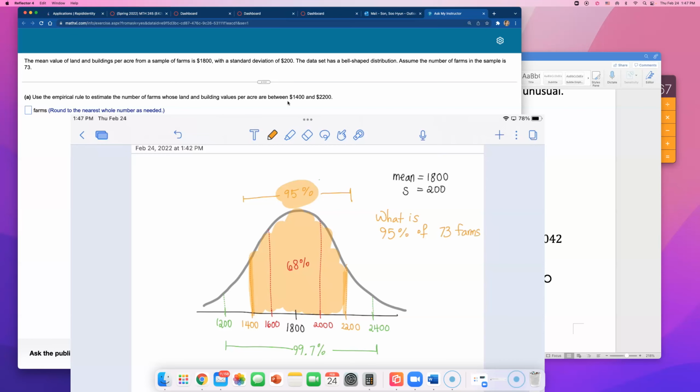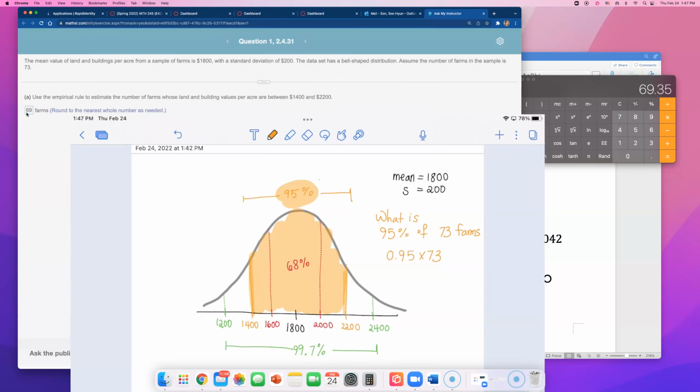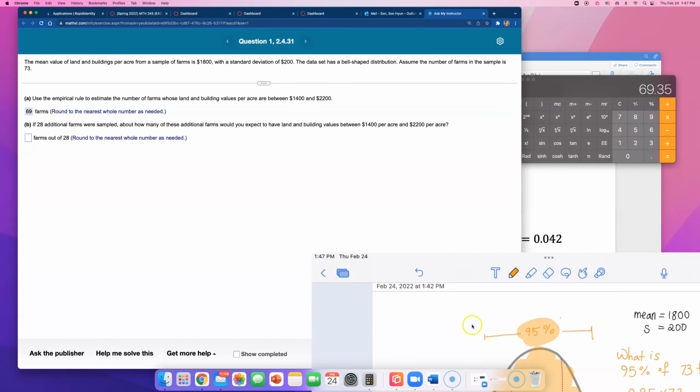So just do 0.95 times 73, okay? All right, let me get my calculator over here and do 0.95 times 73, and that comes out to be 69.35. So I'm going to round that down to 69 farms. So 69 farms are in between those sizes. All right, let's look at the next one.